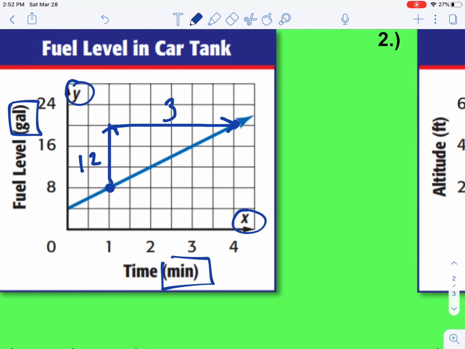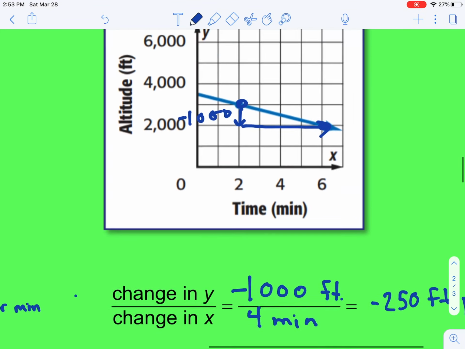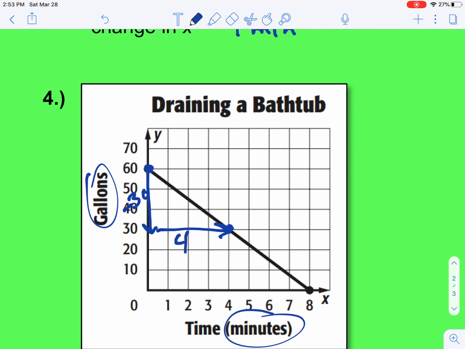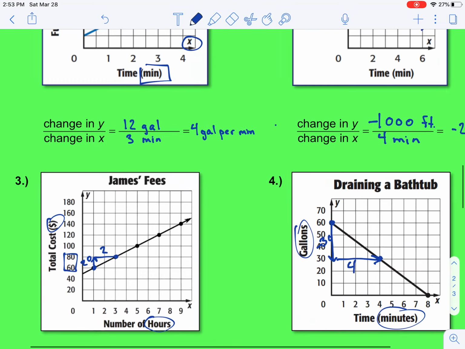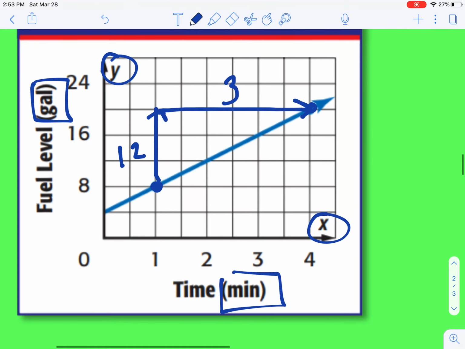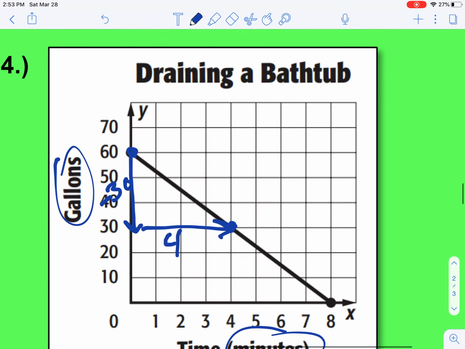So if we look at this graph, what do you notice about this graph and this one? Those are both positive. And then what do you notice about this one and this one? Those are both negatives. It appears to me that the 2 positives are going up and the negatives are actually going down. We'll talk about that a little more with tomorrow's lesson.